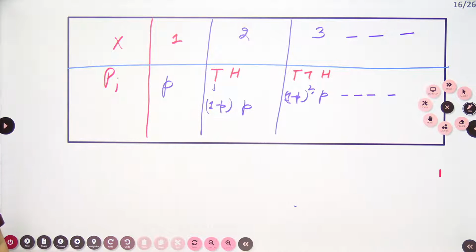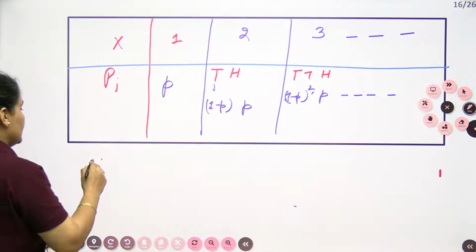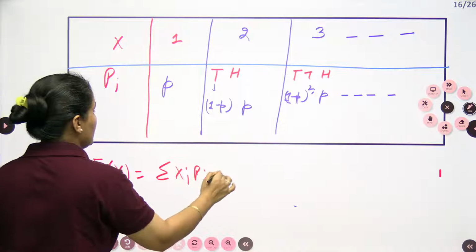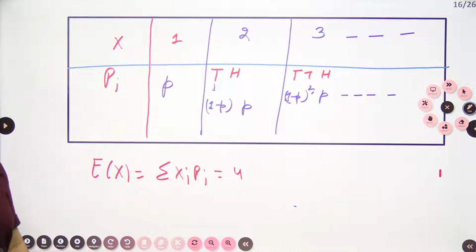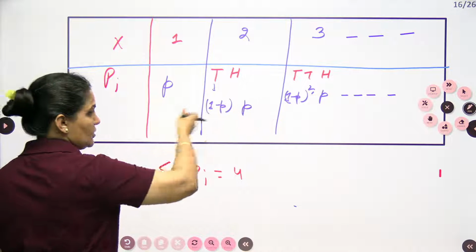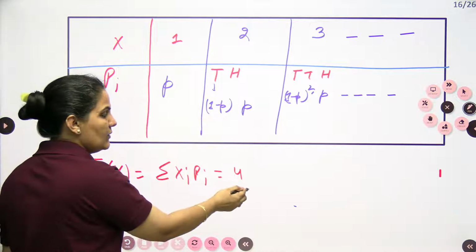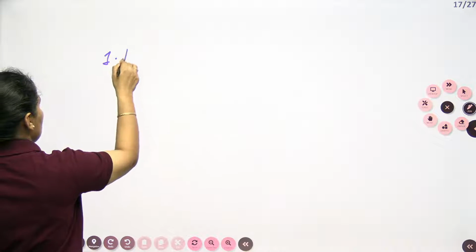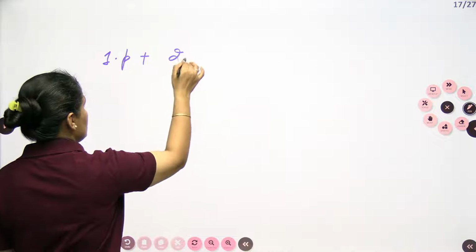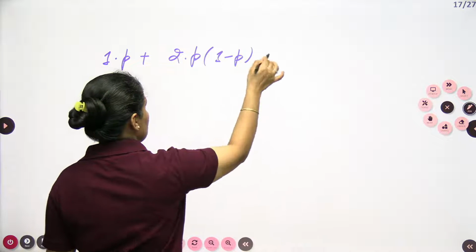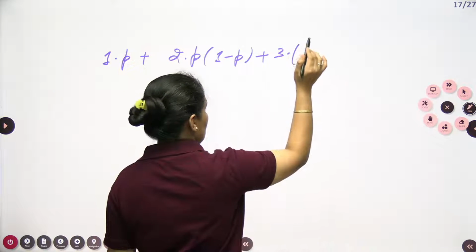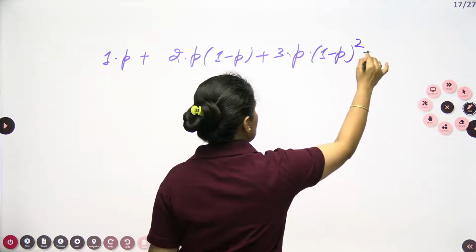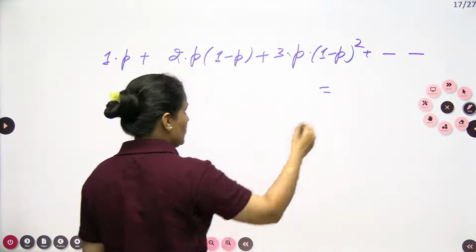It is given to me that the expected value, the summation of x i p i, is E equals 4. So we will use this. Here x is this one, p is this one. So this is 1 into p, plus for the second one 2 into p into 1 minus p. Next we have 3 into p into 1 minus p whole square, and so on, and this equals 4.